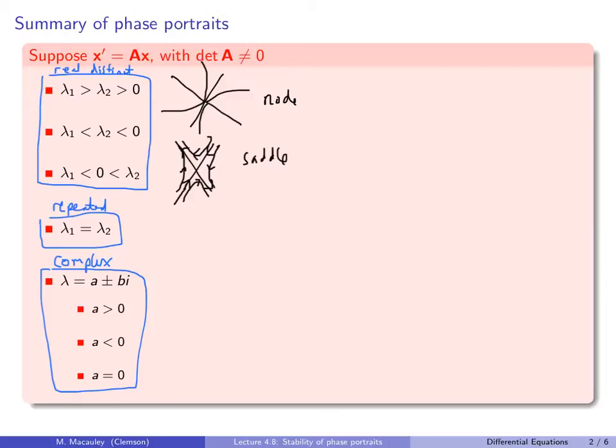So let's go to the second case. When you have a repeated eigenvalue, then there are two cases. You either have a star. This one does have a name, although again I don't really use the names for any of these except for saddle. So this is a star.